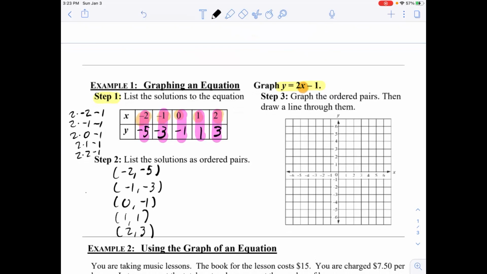Finally, I can take each of these and plot them. Starting with negative 2, negative 5. Negative 2, negative 5 means I go over to the negative 2 on the x, and then I go down 5, which gives me my point right there. Negative 1, negative 3, 0, negative 1, 1, 1, and 2, 3. And again, I can connect it with a line to show that we could keep going and plotting more points. As we can see, this is a linear function. This is a linear relationship. It is a straight line.